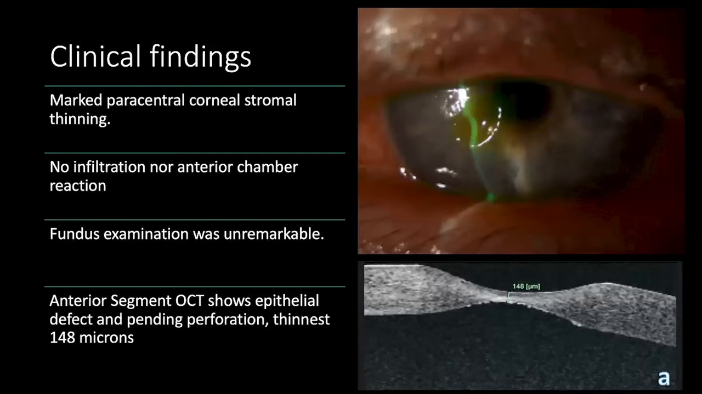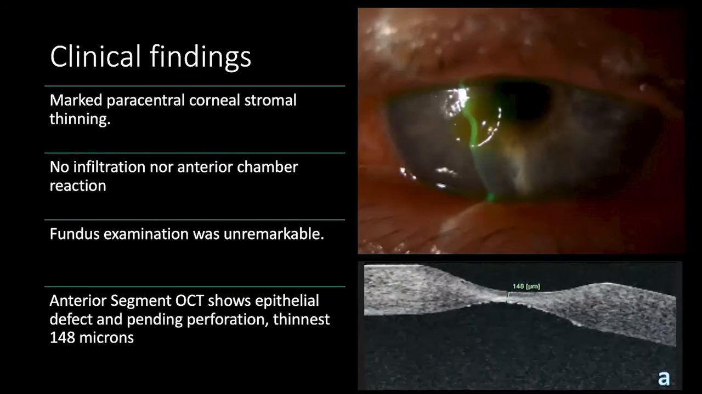Looking at the slit lamp here, you can see a very marked paracentral corneal stromal thinning with an epithelial defect. There is no active infection, no infiltrates, and no anterior chamber inflammation. There was a normal fundus. However, on the anterior segment OCT, you can see how much the thinning is. We measured, I think, 148 microns at that point. So this is a cornea with a pending perforation.